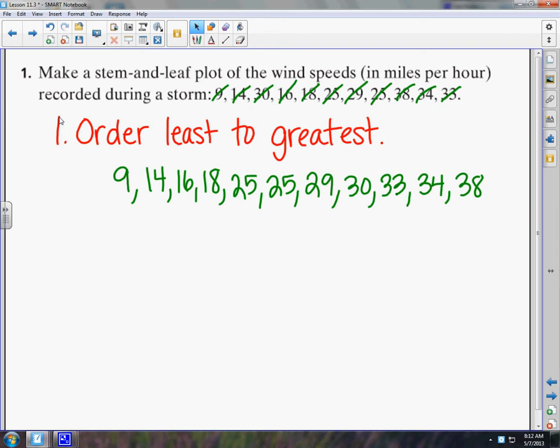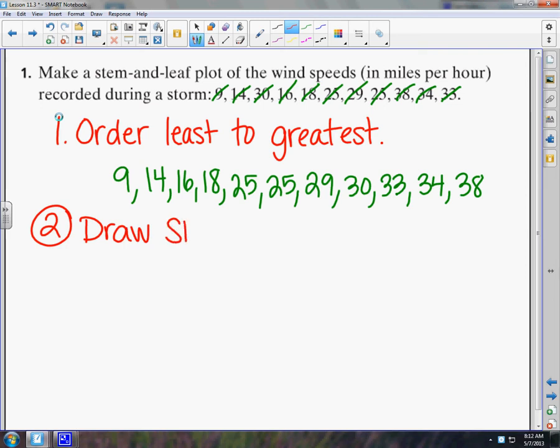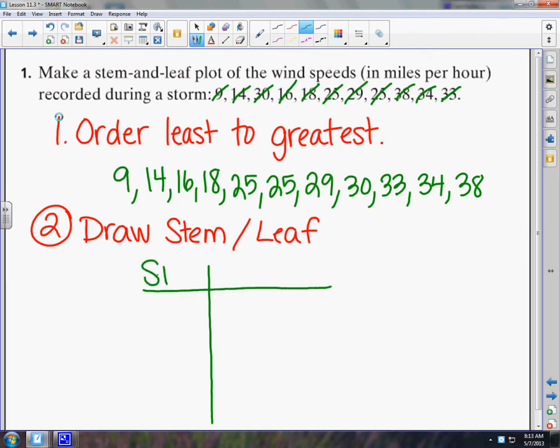Now the second step is you draw the stem and leaf. Really, what it is, it looks like this. You draw it like a tree, and it has leaves, okay? So a stem and leaf. You won't always have to label this stem and leaf, but I'm just showing you what this means.